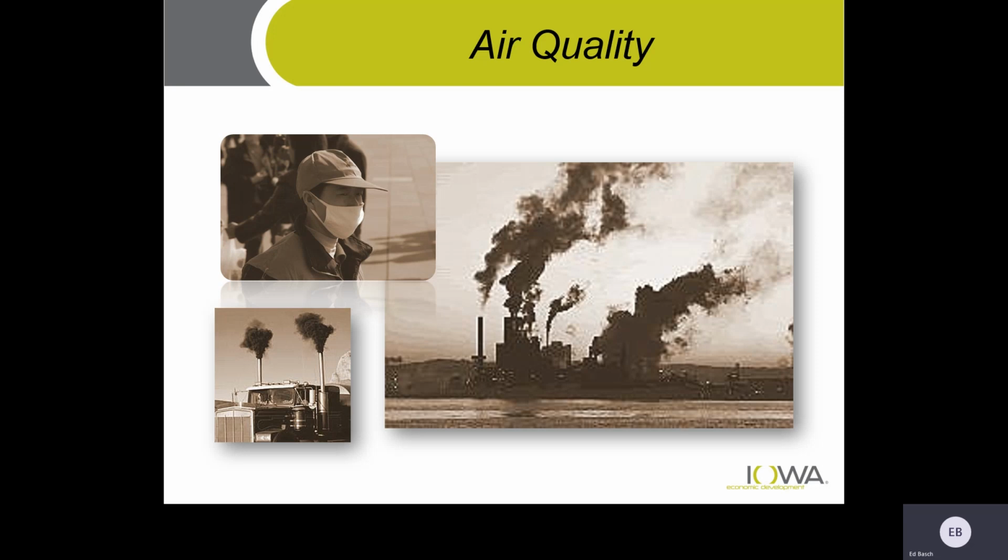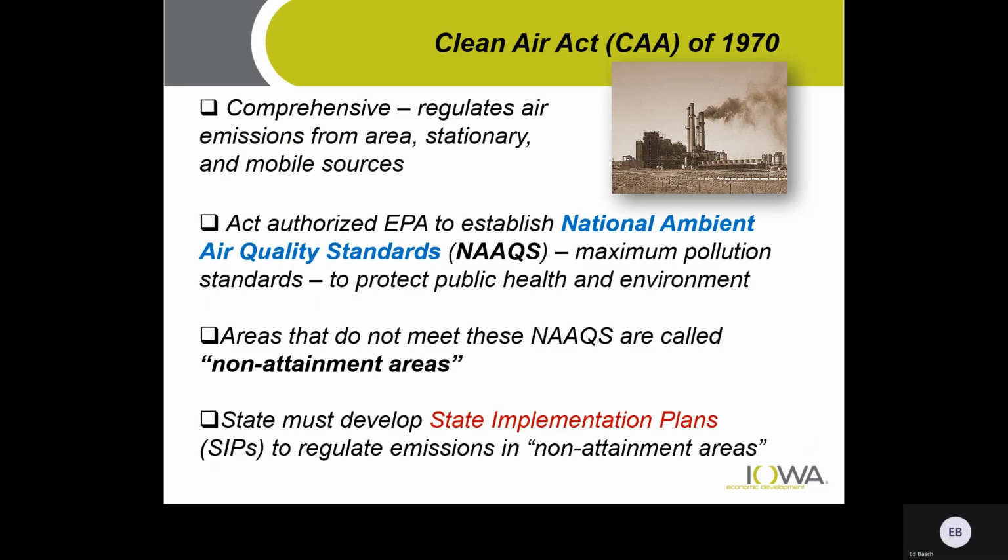All right, so we're going to start out with air quality as the first category that we're going to examine individually. This goes back to the Clean Air Act of 1970, regulating air emissions from area, stationary, and mobile sources. And the Act authorized EPA to establish the National Ambient Air Quality Standards, which are obviously designed to protect public health and the environment.